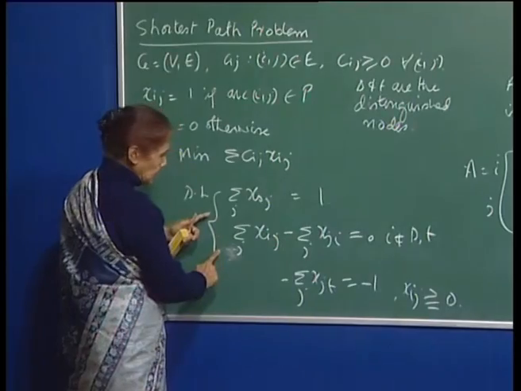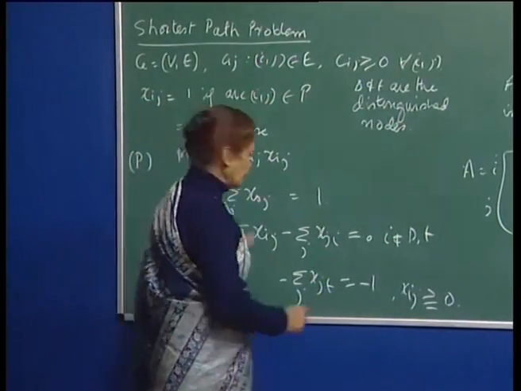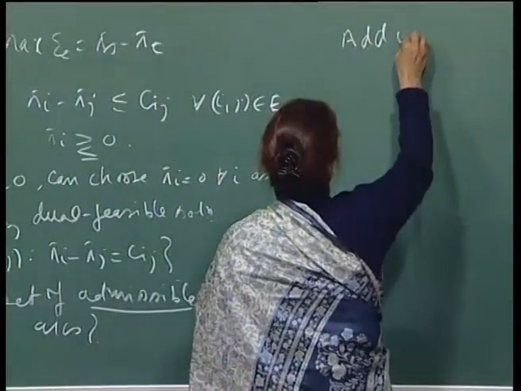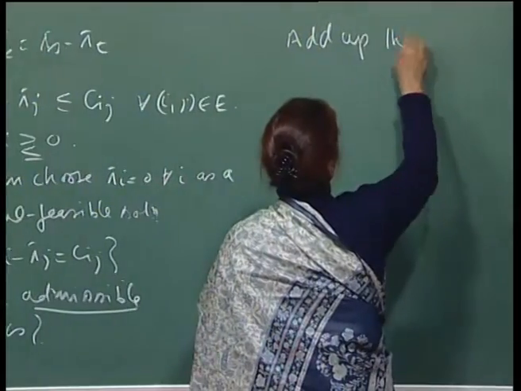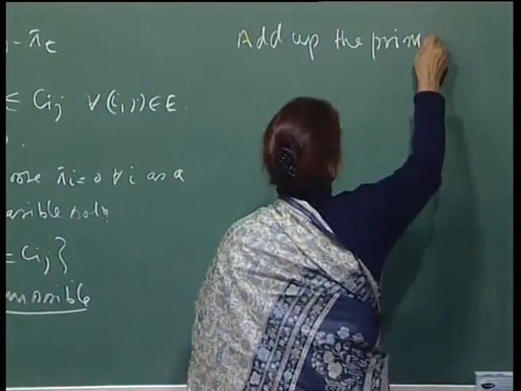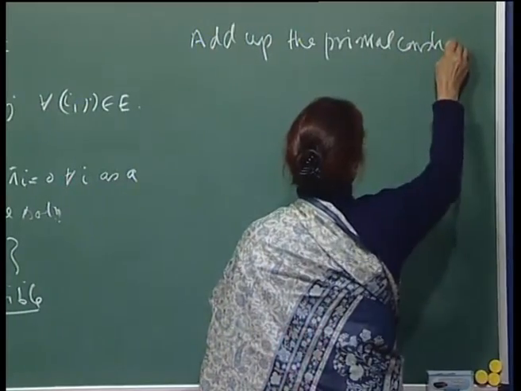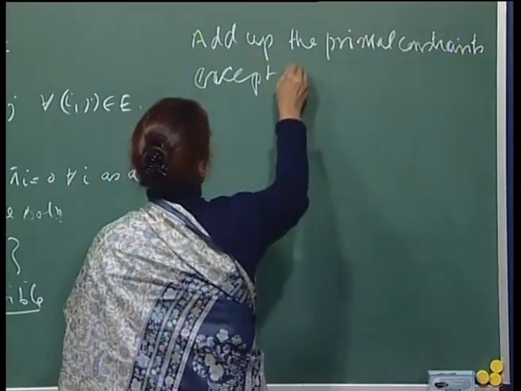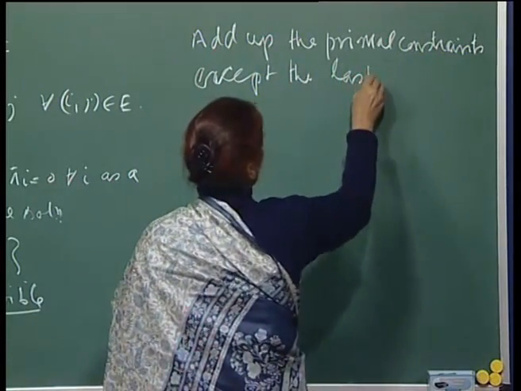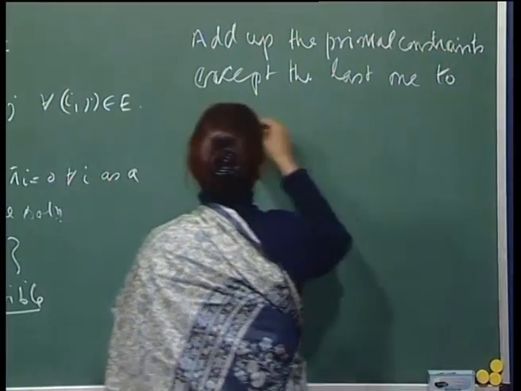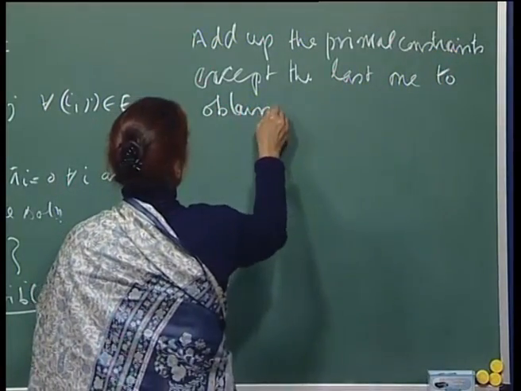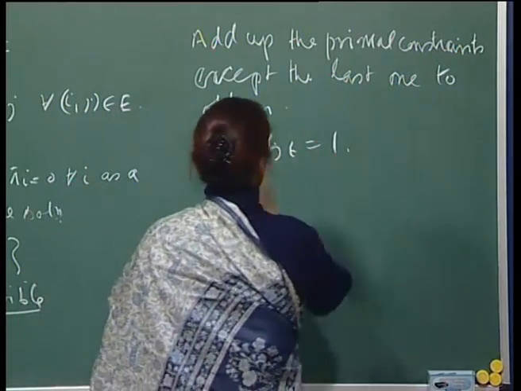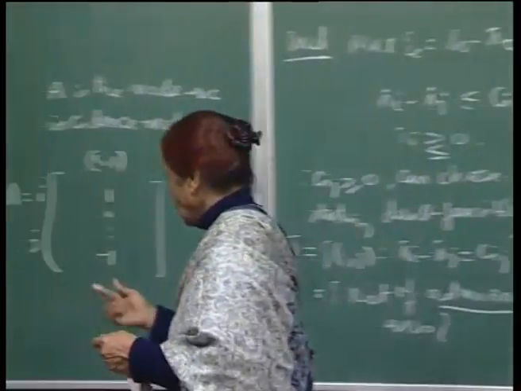So, when you add up these constraints, let me say that if you add up the primal constraints except the last one, to obtain summation x_jt, summation over j, equal to 1. This is what I wanted to show. Last time I did not show you exactly.